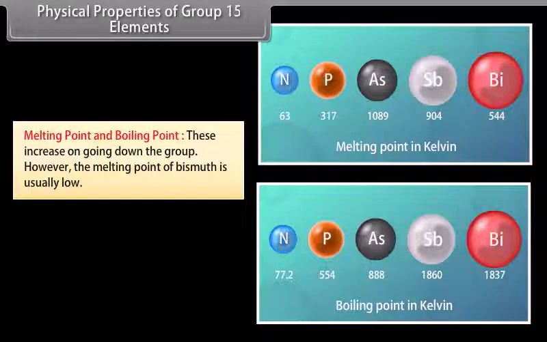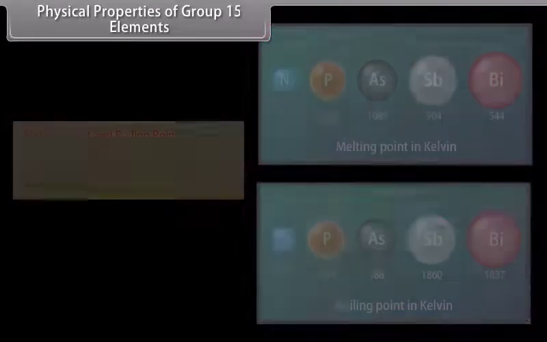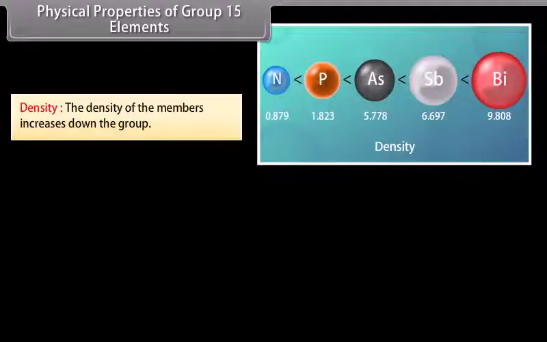However, the melting point of bismuth is unusually low. This may be due to more tendency of bismuth to form 3 rather than 5 covalent bonds. Thus, there are weak forces of attraction between their atoms in the solid state, responsible for its low melting point. Density: the density of the members increases down the group.